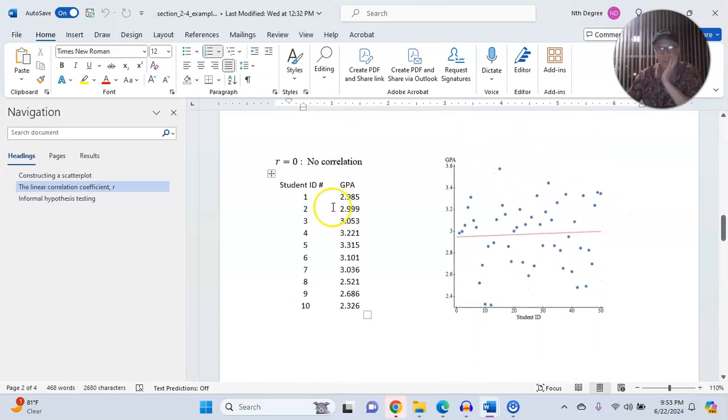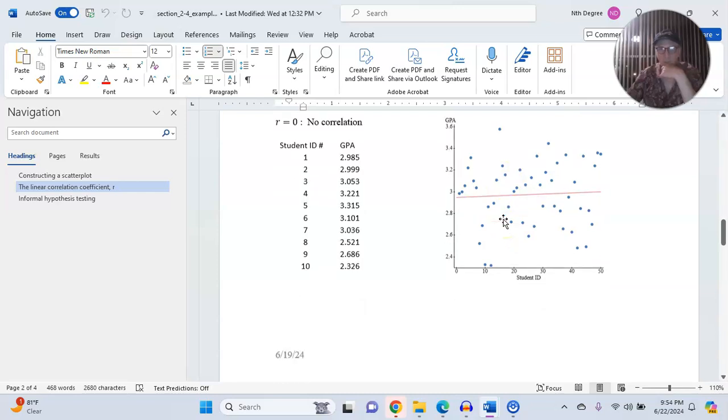Now, in this example, I plotted 50 points, actually. I only copied and pasted 10 of them here, representing students at a school. Each student has an ID number and a GPA. And you would probably expect that GPAs are not related to ID number. And that's exactly what we see in this pattern, a cloud pattern.